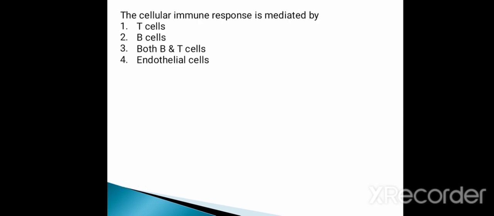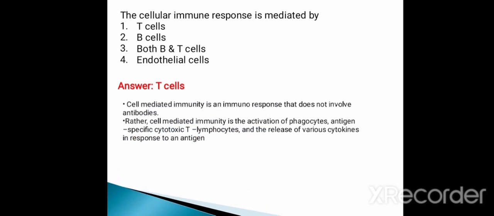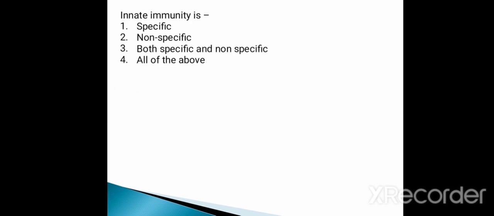Next question. The cellular immune response is mediated by: option 1, T cells; option 2, B cells; option 3, both B and T cells; and option 4, endothelial cells. The correct answer is T cells. Cell-mediated immunity is an immune response that does not involve antibodies. Rather, cell-mediated immunity is the activation of phagocytes, antigen-specific cytotoxic T lymphocytes, and the release of various cytokines in response to an antigen.